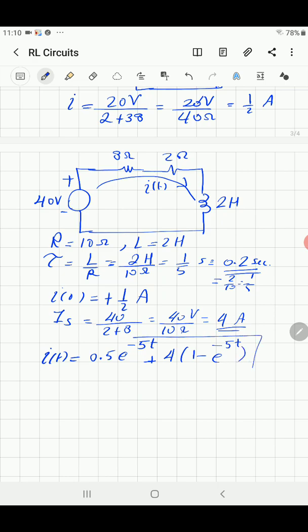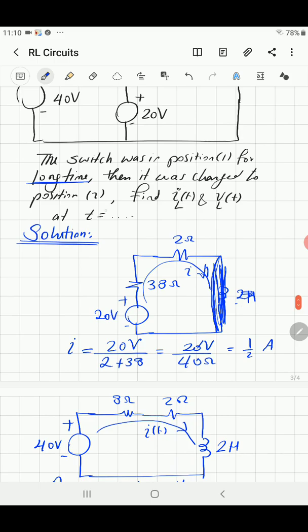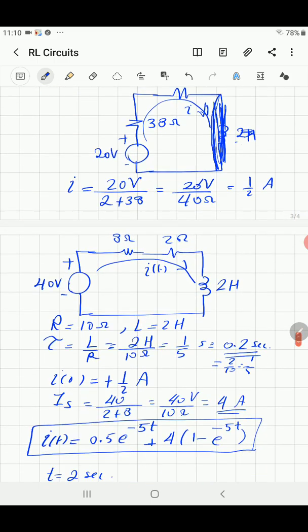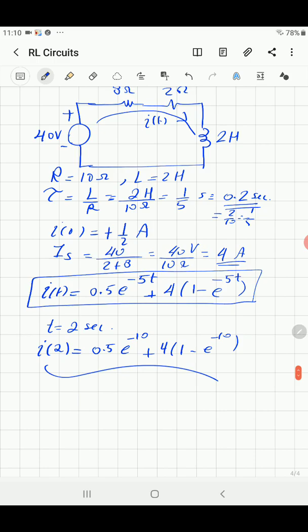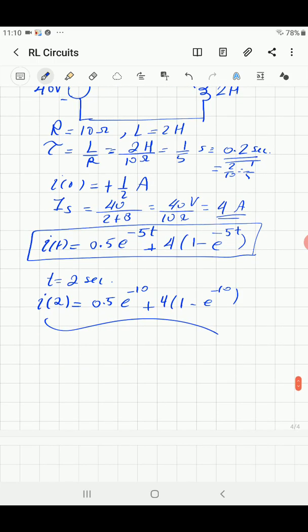And that would be the equation for the current at any time. If we ask, find the current after 2 seconds, for example, so let's just put it here in the exam. At t = 2 seconds, you substitute t equal 2. So I of 2 is equal to 0.5 times (1 minus e^(-10)) plus 4, and you substitute and get it. So that was a good example, explaining both of them.